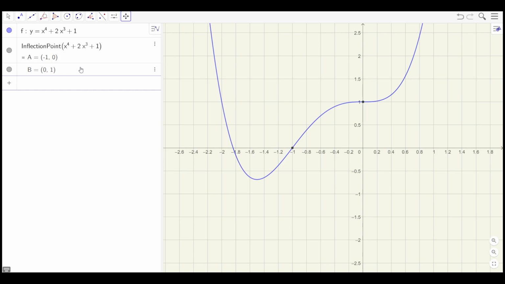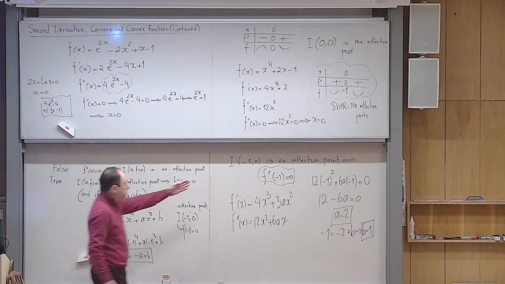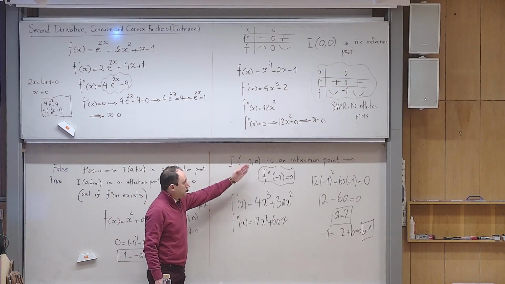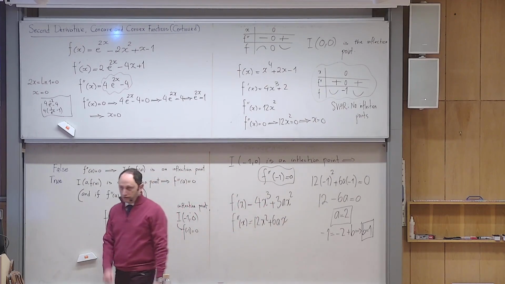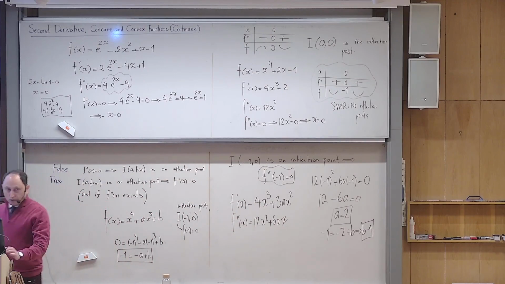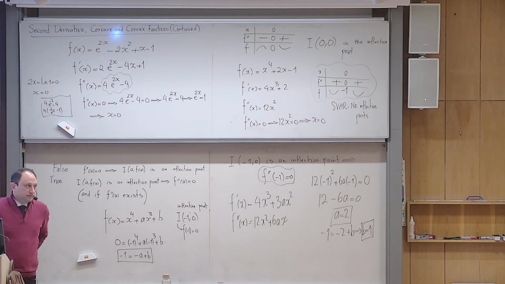So what we did is correct. So we fine-tune a and b so that this point becomes an inflection point, and we check this using GeoGebra. We realize that yes, the numbers we found are completely correct because it worked. Okay, any questions? Okay, so this part is also finished.